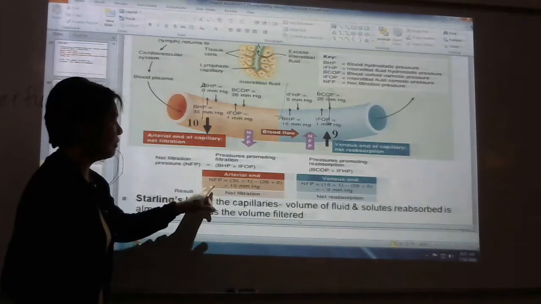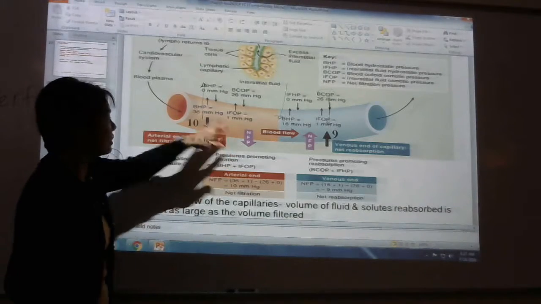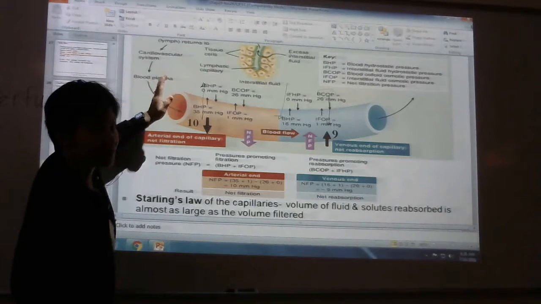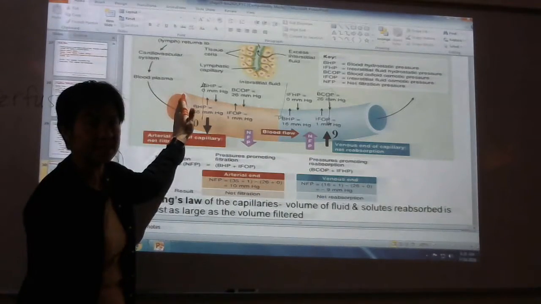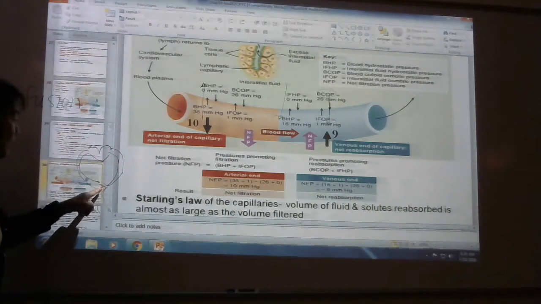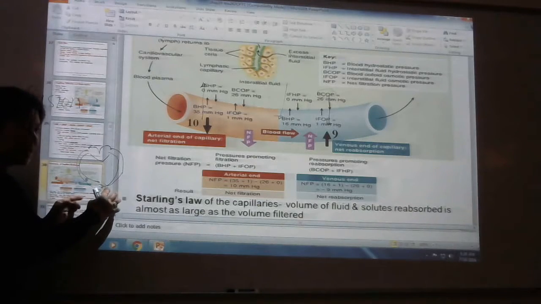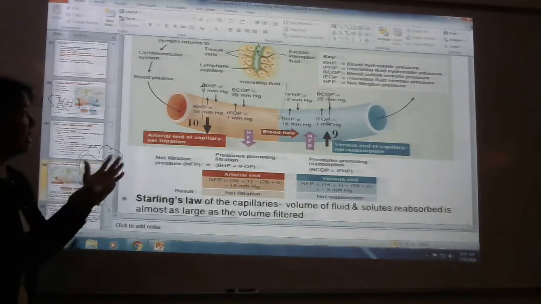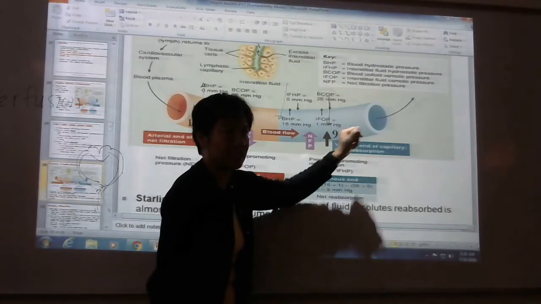So let's see how they computed the net filtration pressure. This is the capillary, and see the blood flow. This is from the heart. This is the artery end. A capillary has two ends, arterial end and the venous end, right? So heart, artery, capillary, vein back to the heart. So there's two ends. One end of the capillary is the artery end, and the other end is the venous end. So here, the red is the artery end, and the blue is the venous end.